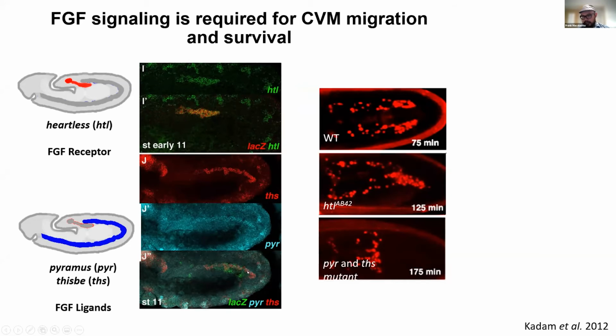And something that I hope you can appreciate is that the mutation of these FGF signaling components results in these gross migration defects over the course of CVM migration. As you can see from these movie stills on the right, mutations against the FGF receptor heartless, or taking out both the Pyramus and Thisbe ligands, results in merging and inappropriate migration of the CVM cells.